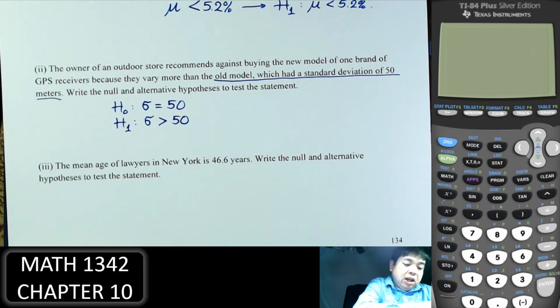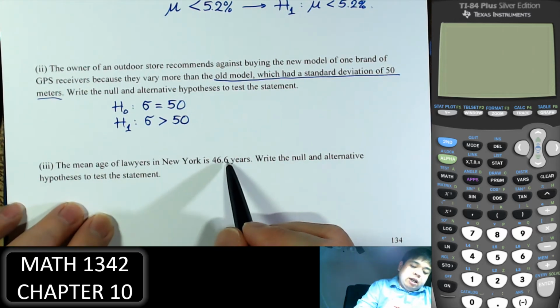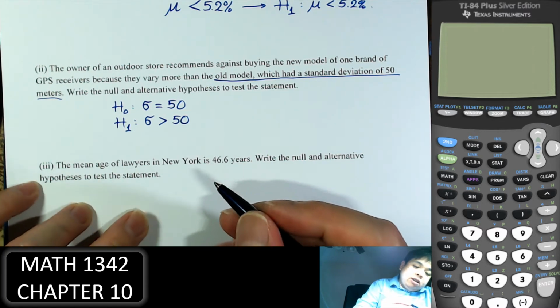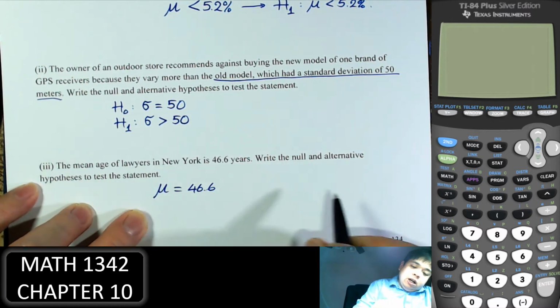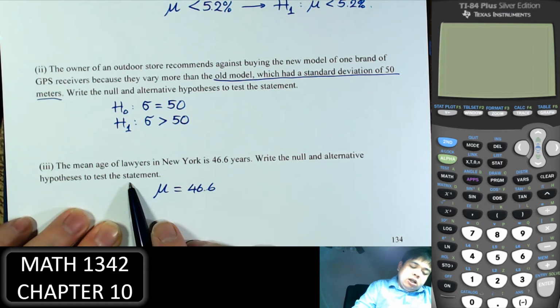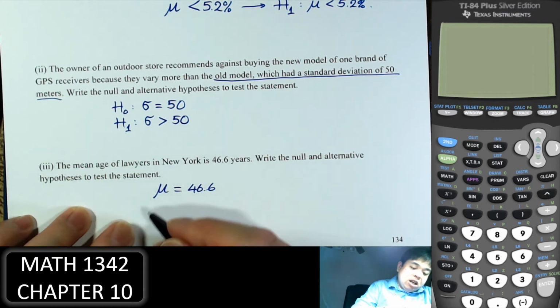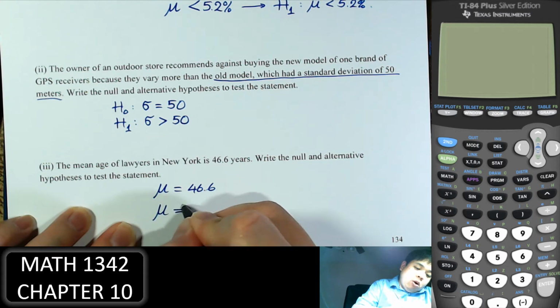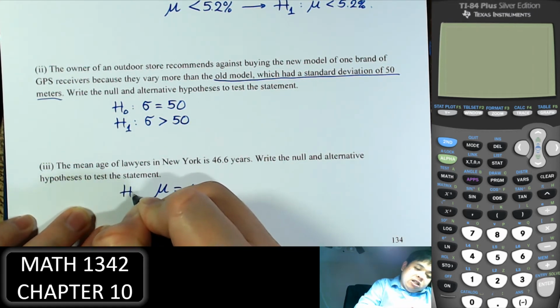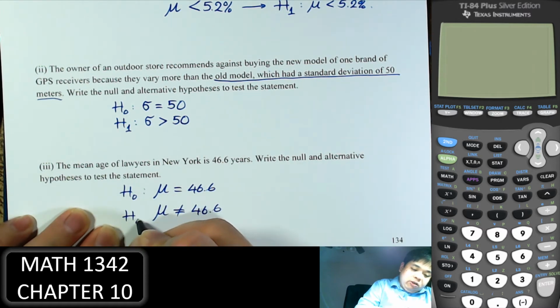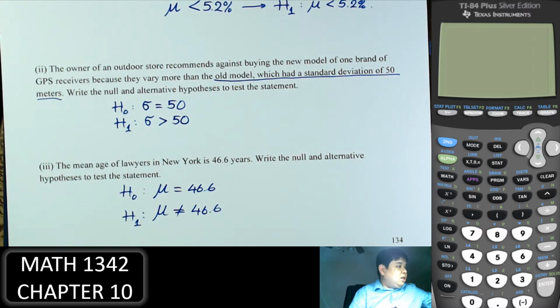Right, next, the mean age of lawyers in New York is 46.6. Write the null hypothesis. Here we didn't say that it is less than or greater than, so the alternative hypothesis is not that. So whatever has the equal sign is H0, whatever does not is H1.